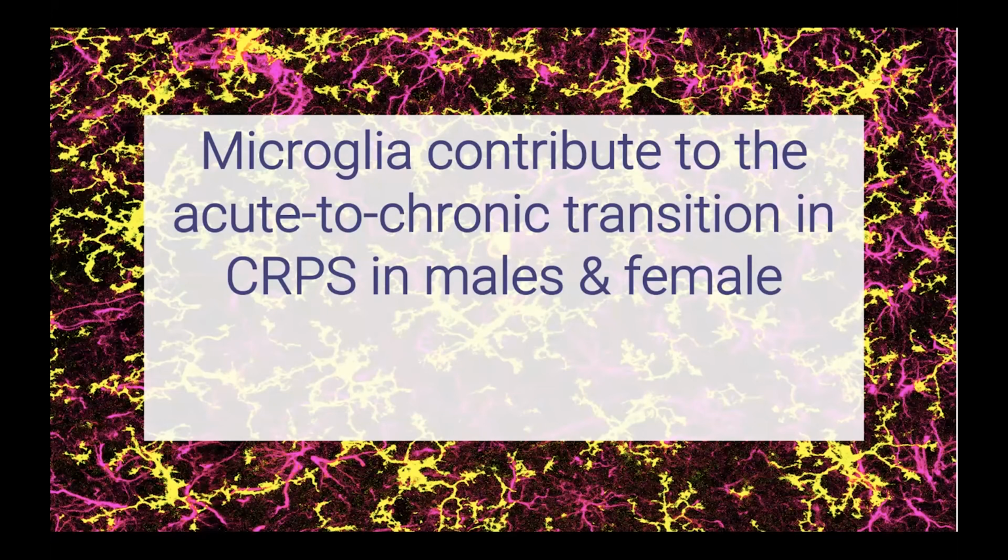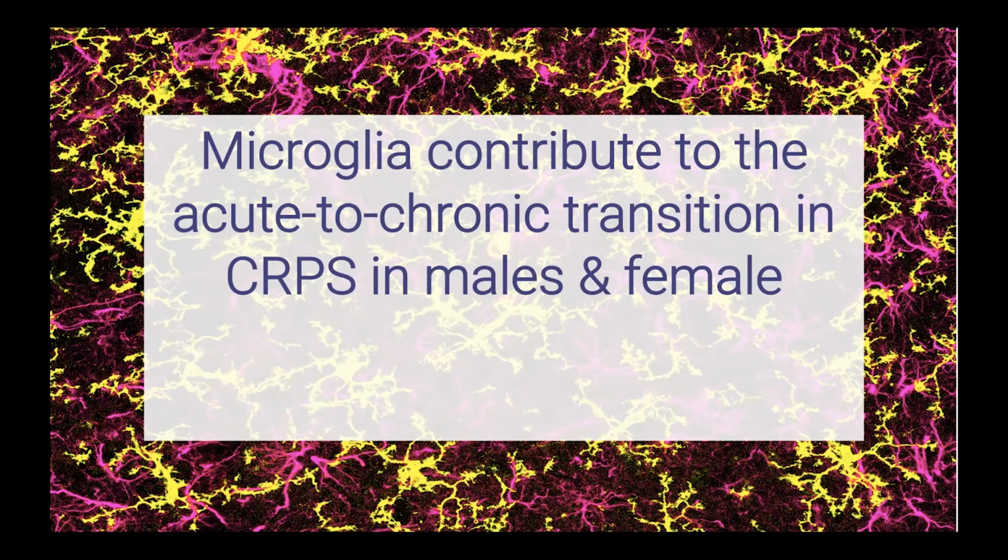So I think at this point we're convinced that microglia contribute to the acute to chronic pain transition in CRPS, and again, specific to the mechanism of this one condition, but maybe it can expand to others. And it certainly has similar effects from what we see in both males and females.